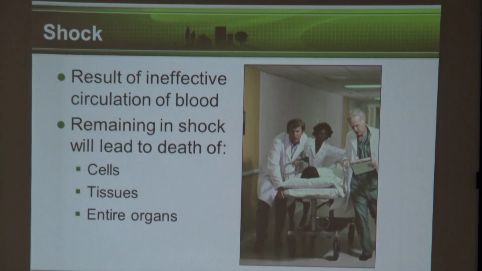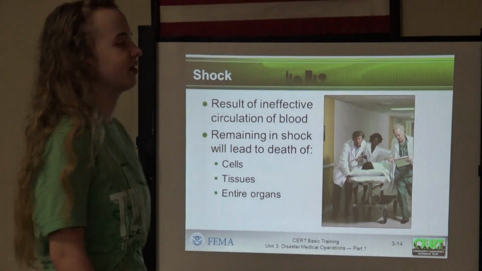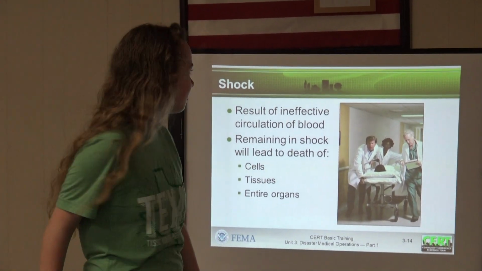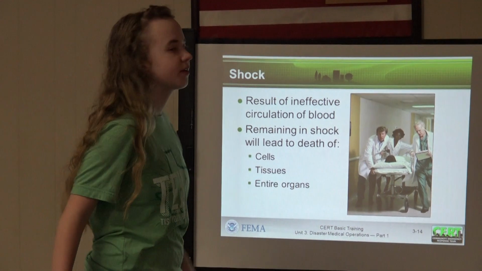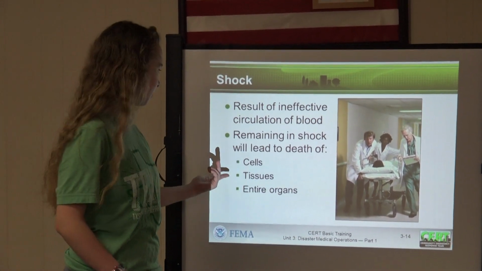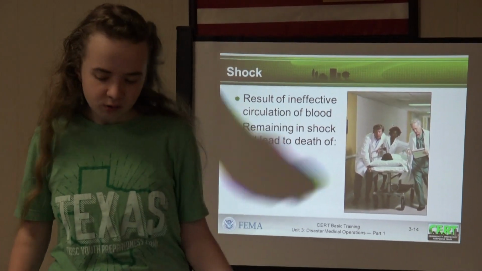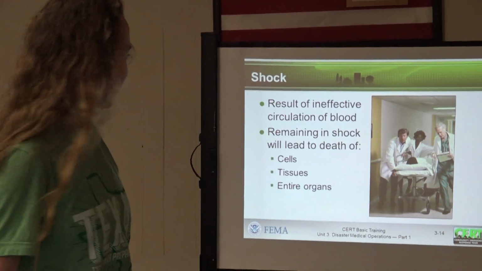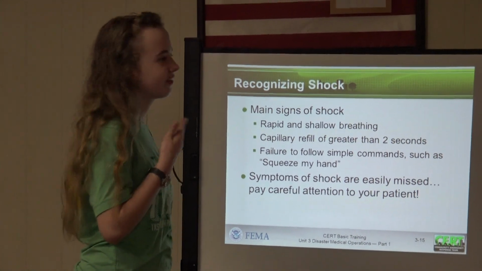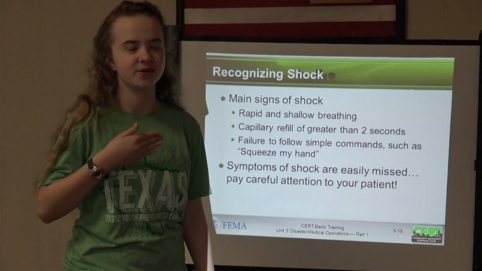And then shock. It results from ineffective circulation of blood. After you treat bleeding, usually what you have to treat next is shock. When someone goes into shock, their body starts slowly shutting down, and it causes the death of cells, tissues, and then organs, sort of in that order, which is why you have to treat it fast. And then main signs of shock, they're having shallow breathing, like you know that breathing you get when you're panicking?